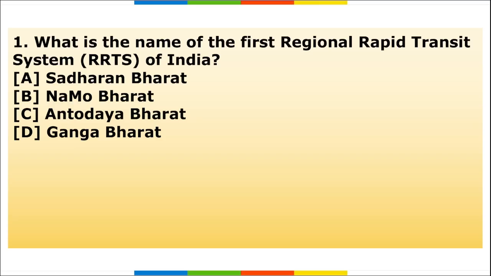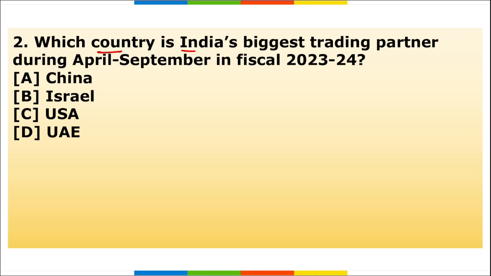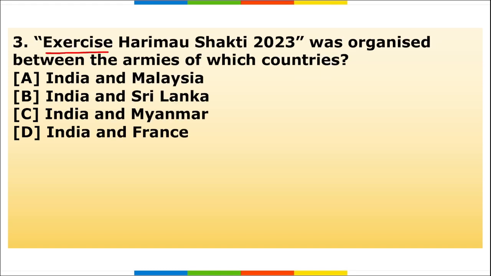Next is homework. First, what is the name of the first regional rapid transit system of India? Second, which country is India's biggest trading partner during April to September in fiscal 23-24? And third, Exercise Harimau Shakti was organized between the armies of which two countries, and also tell me the location where this exercise was conducted.